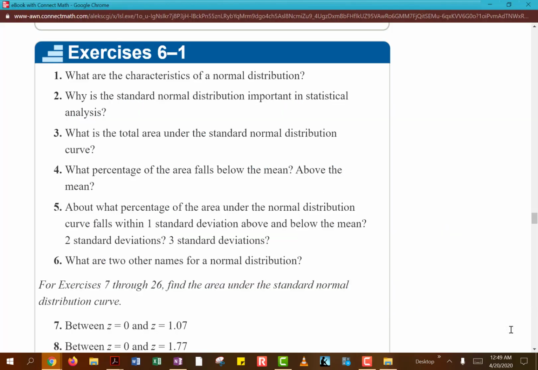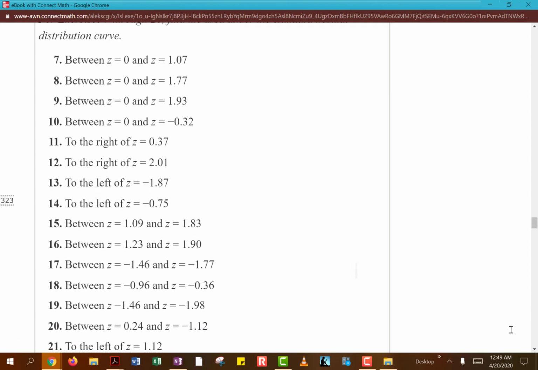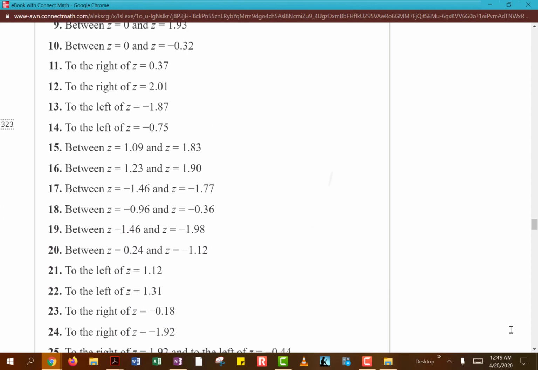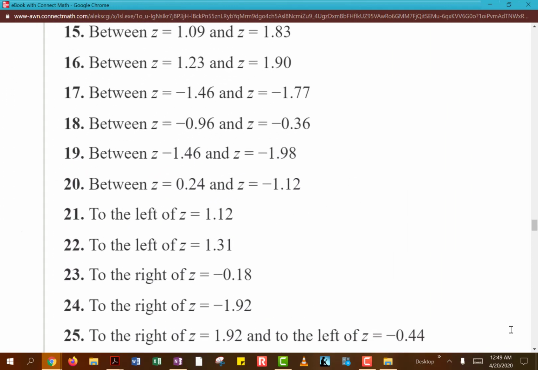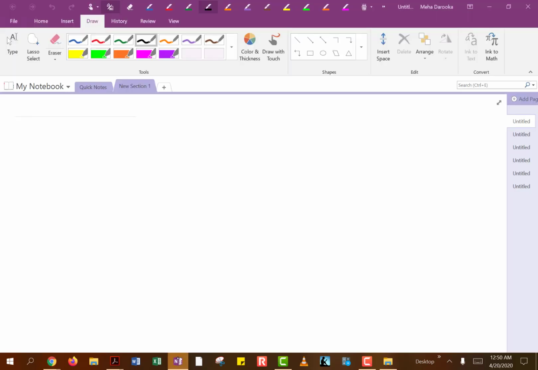Okay, so let's take a look at our first example here. It's actually going to be number 20. They're basically saying find the area under the standard normal distribution curve. So we're looking at number 20, which is asking us to find the area between the z-score of 0.24 and the z-score of negative 1.12. So let's take a look at this example.